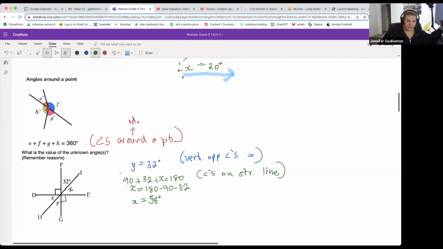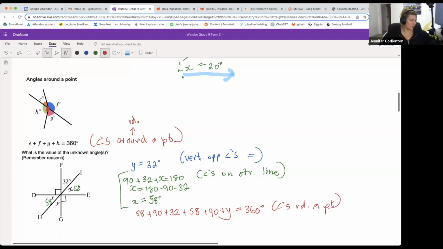Okay, so if you found X this way around, that means that this angle here would be 58 and this angle here would be 58. And so if you didn't go the route of vertically opposite angles, you at this point could then add everything with your Y. So you could say 58 plus 90 plus 32 plus 58 plus 90 plus Y is equal to 360, angles round a point. And then you could solve for Y.